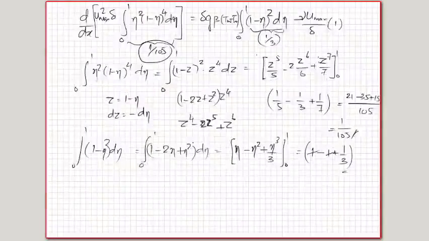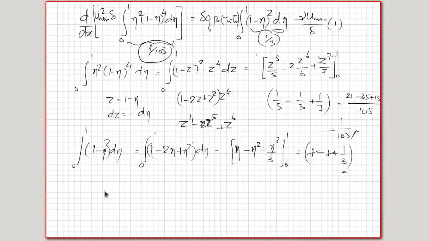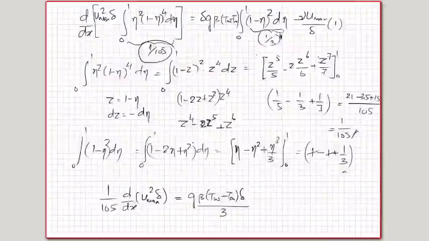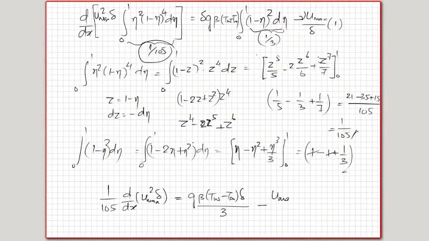Okay, so let's now substitute this whole thing into the equation. So I get 1 over 105 of d by dx of u max square delta is equal to g beta (T1 minus T infinity) into delta divided by 3, minus nu u max by delta. Okay, so let's call this equation number 1.